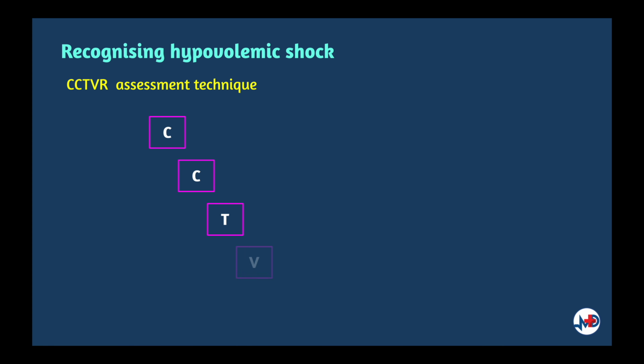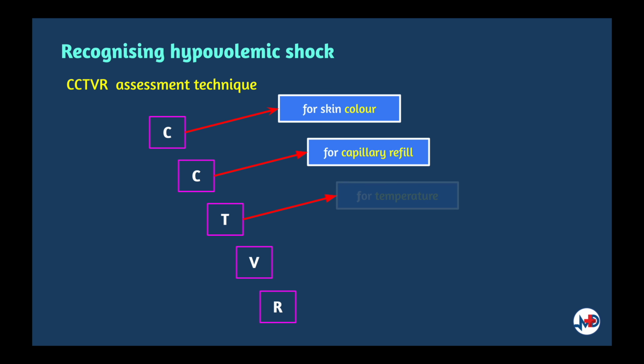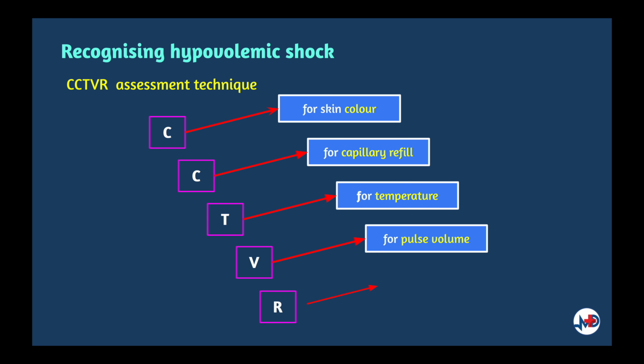Recognizing shock can be a challenge as the signs are pretty subtle before it tips off into a state of decompensation. The first signs you want to look for is the peripheral perfusion, and this can be done by the simple CCTVR assessment technique. C for skin color, C for capillary refill, T for temperature, V for pulse volume, and R for rate. For the skin color, you want to see a pinkish or reddish appearance. There should be capillary refill time less than 2 seconds. It should be warm in temperature. The pulse volume should be good and the rate should not be tachycardic.